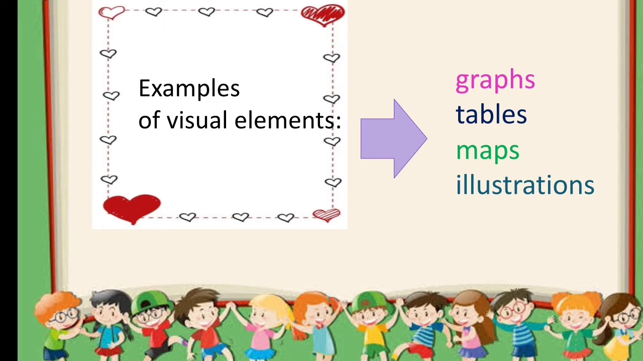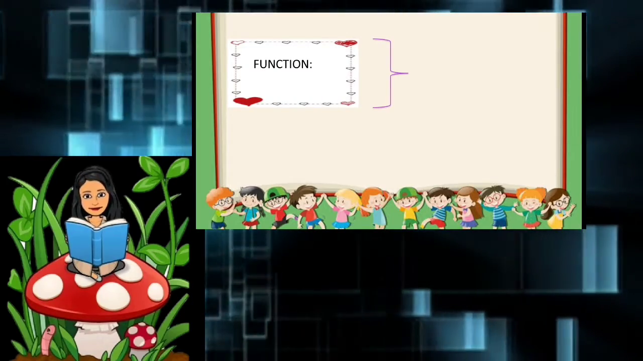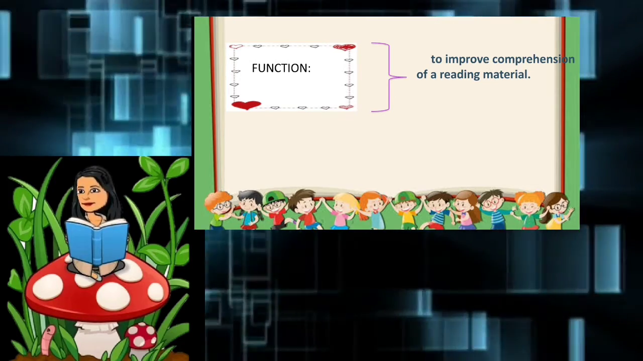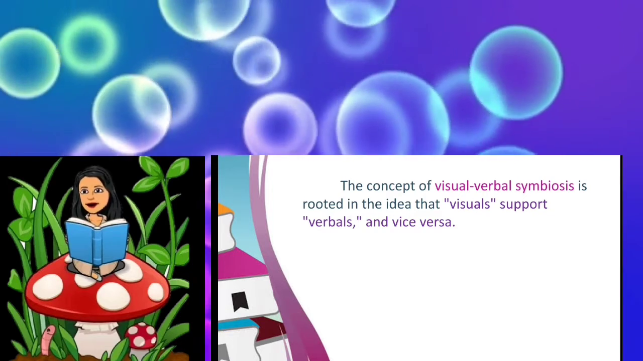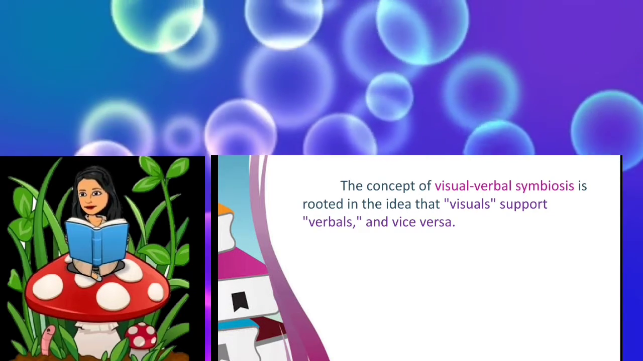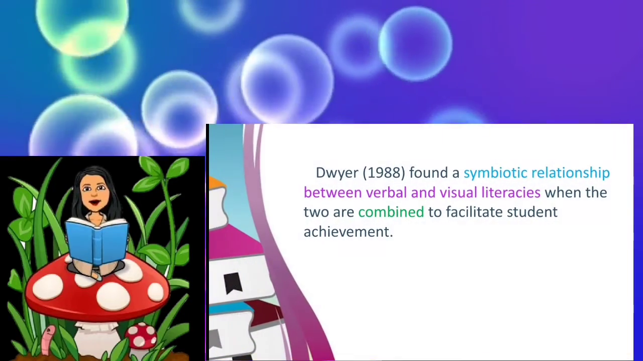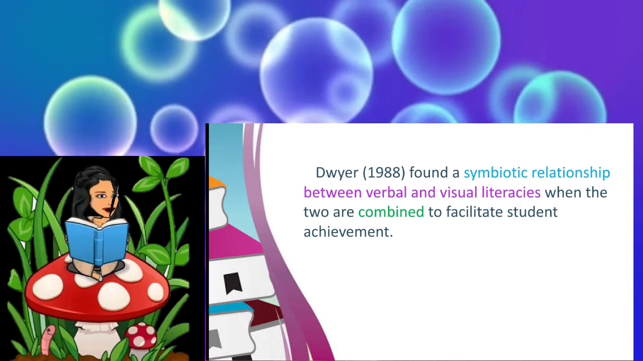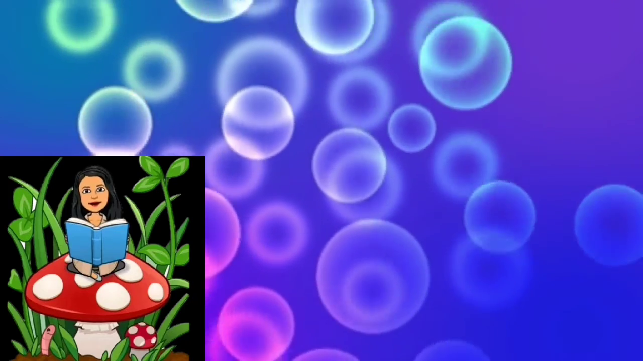Examples of visual elements are graphs, tables, maps, and illustrations. Their primary function is to improve comprehension of a reading material. The concept of visual-verbal symbiosis is rooted in the idea that visuals support verbals and vice versa. Doyer in 1988 found a symbiotic relationship between verbal and visual literacies when the two are combined to facilitate student achievement.